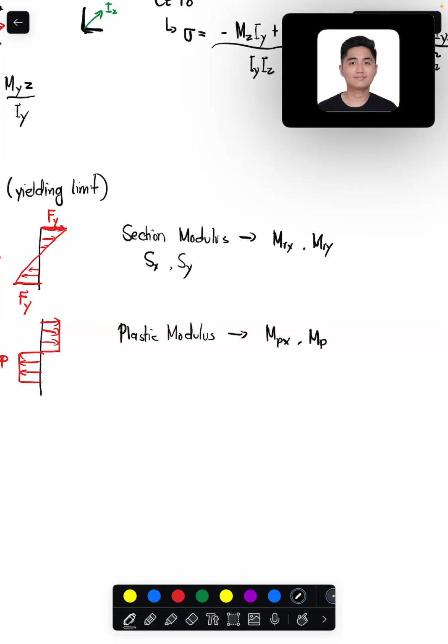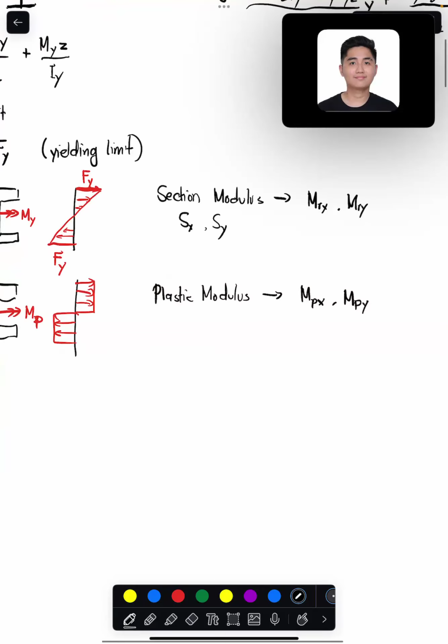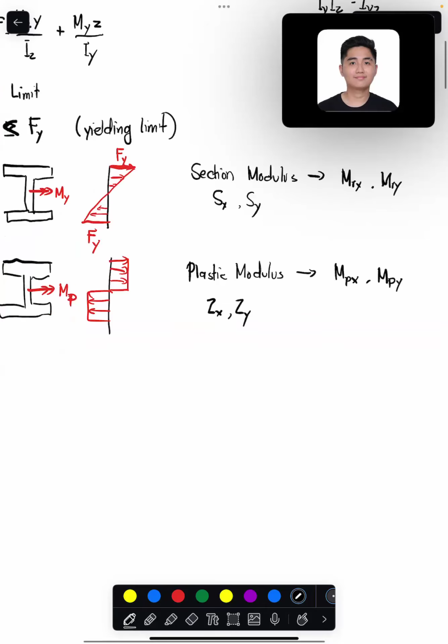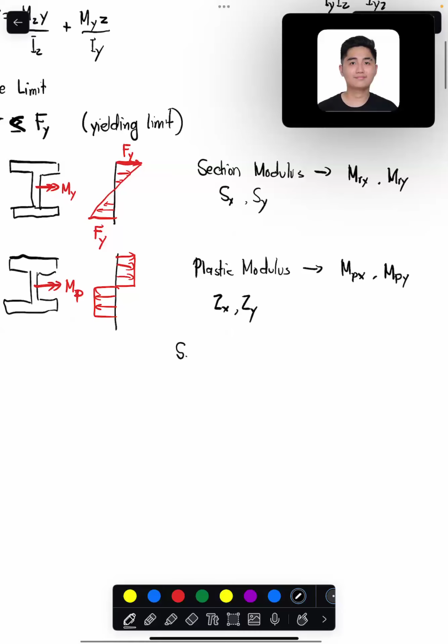So meron kang z sub x and meron kang z sub y. So yung s sub x is essentially, if we know na this is along the strong axis, s sub x is essentially Ix over y max. O nga pala, nag-i-interchange, no? Biglang from z-axis, naging x-axis.